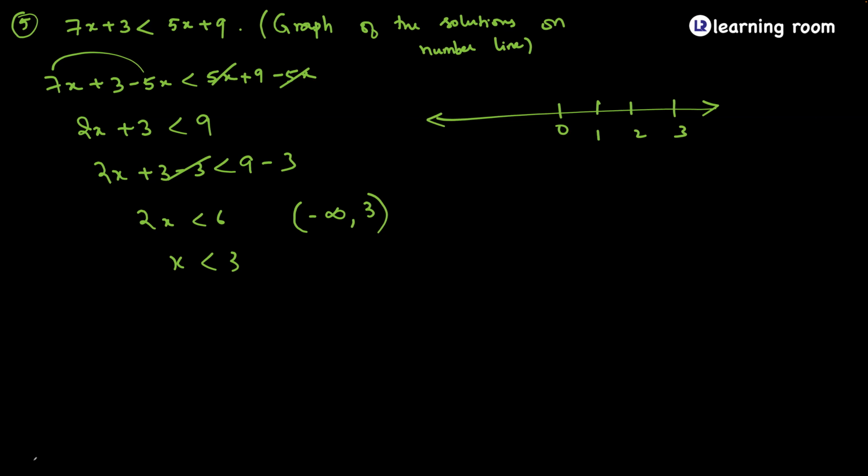Whenever you have a bracket, I want everybody to listen to this carefully. For a closed bracket on a number line, you use a complete circle like this. And for an open bracket, you will use an open circle like this. So here you will use an open circle for 3 because that is not included. On the left hand side, all the values are considered. This is how you represent it on a number line. Is that clear? Shall I proceed?